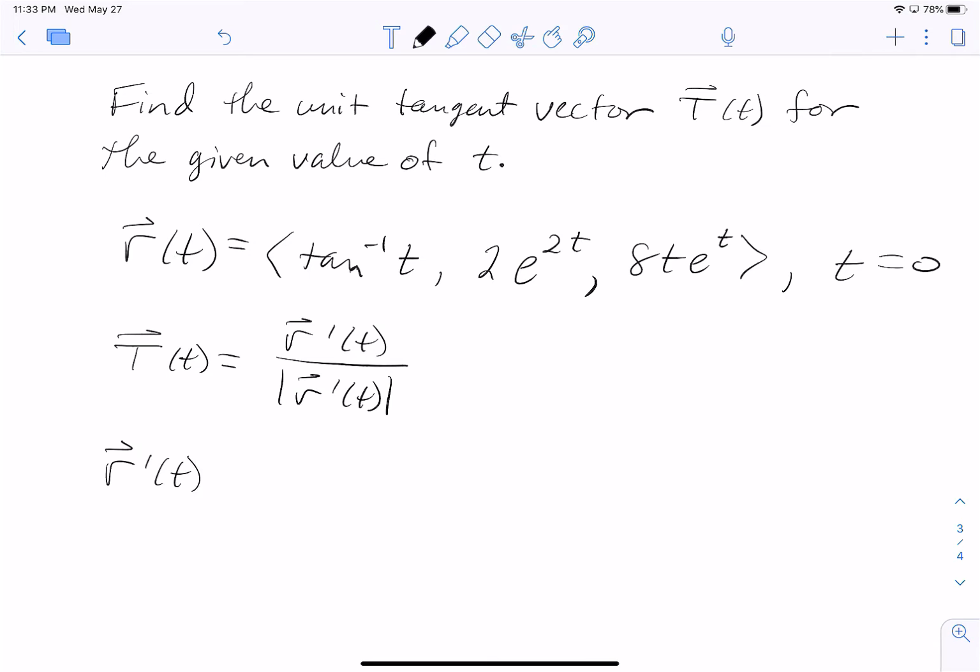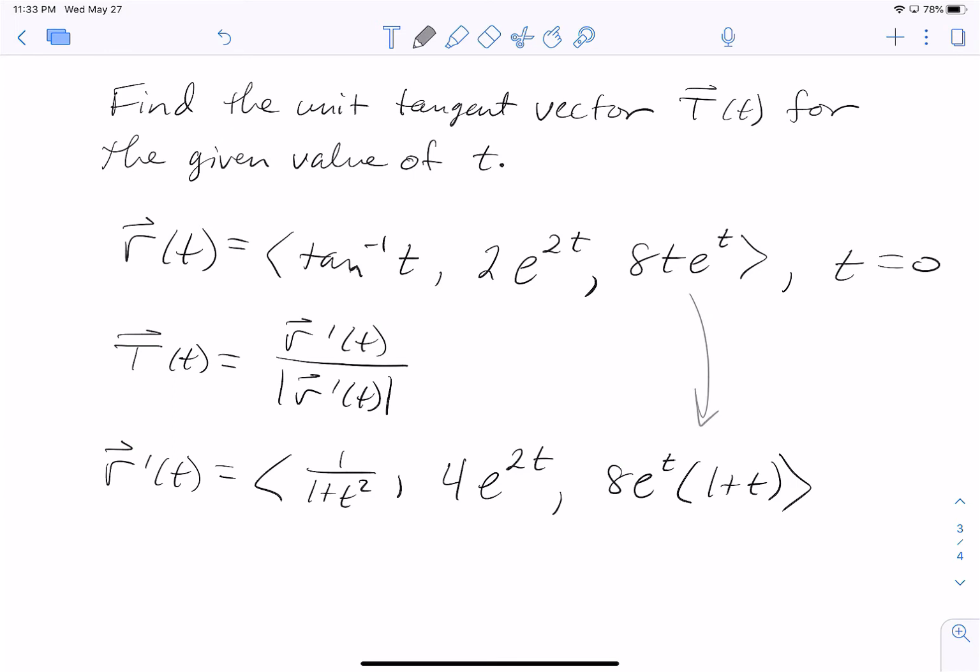R prime of t is equal to the derivative of the inverse tangent of t, which is 1 over 1 plus t squared. 2e to the 2t has a derivative of 4e to the 2t. And 8te to the t has a derivative of 8e to the t times 1 plus t. That's the quantity of 1 plus t, of course. And we use the product rule.